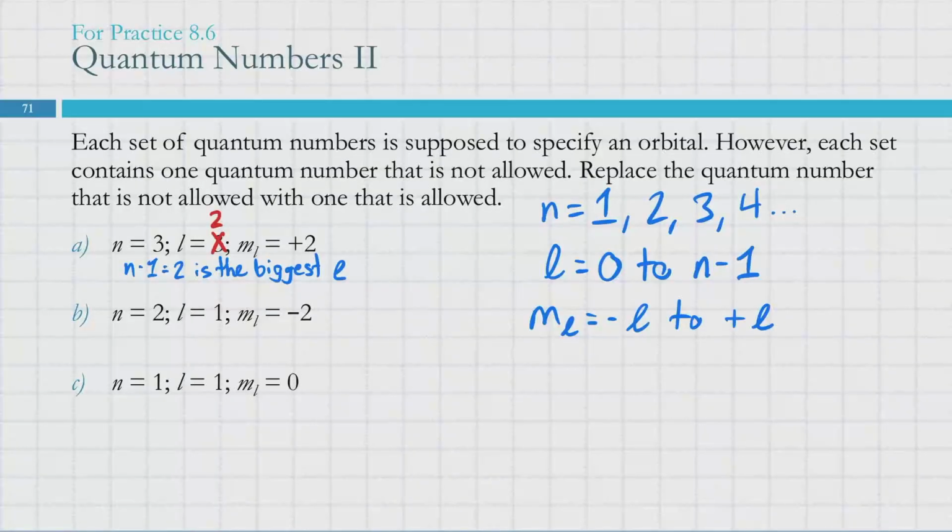For B, n equals 2, so L can be 0 up to 2 minus 1, so it could be 1. Our m sub L goes from negative L, negative 1, to positive 1. So it should be -1, 0, or +1 for our options. -2 is too big in the negative direction. -1, 0, or +1 would all be suitable magnetic quantum numbers.